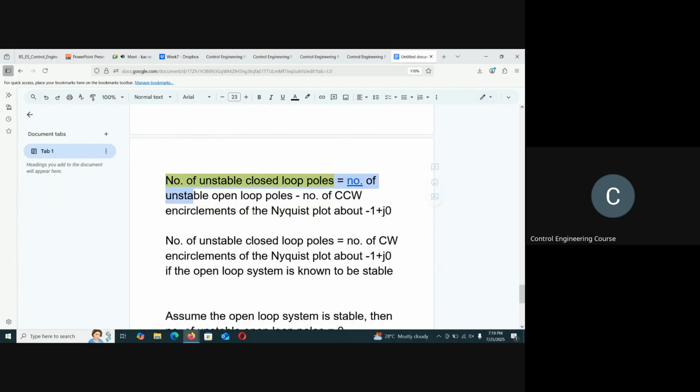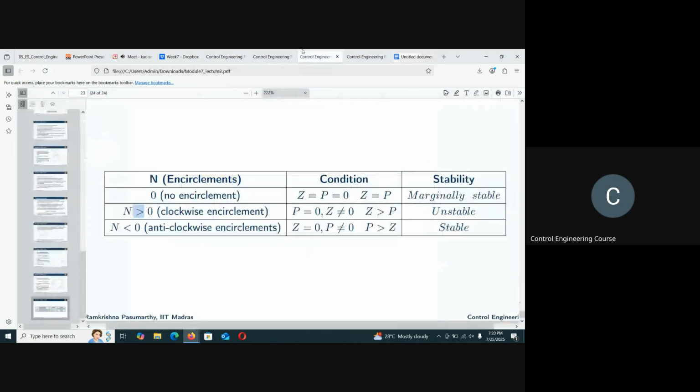These two are the important statements. The first is a very generic statement. You can derive all the other things from here. That is what is summarized here.